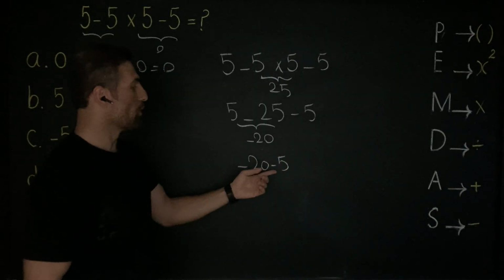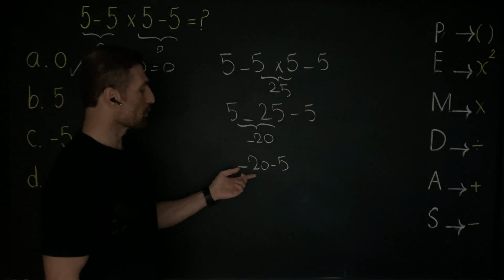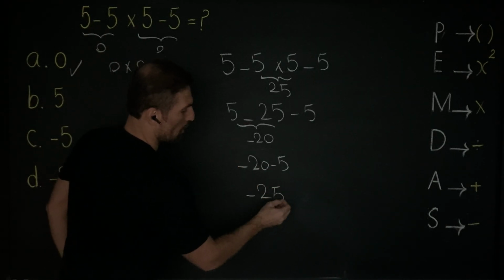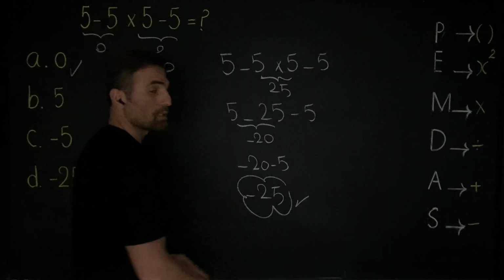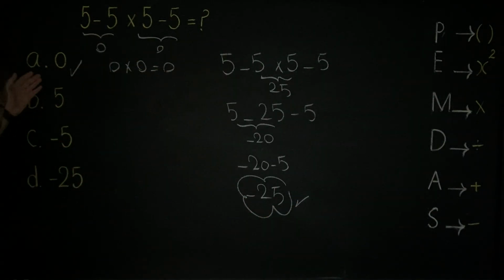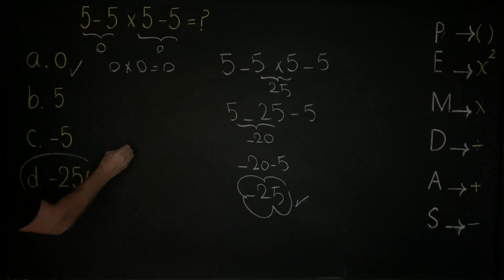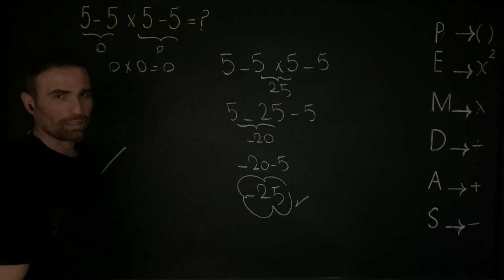Now we have one operation. Negative 20 minus 5 is going to be negative 25. And this is the correct answer. Option A, no. Option B, no. Option C, no. And option D, negative 25 is the correct answer.